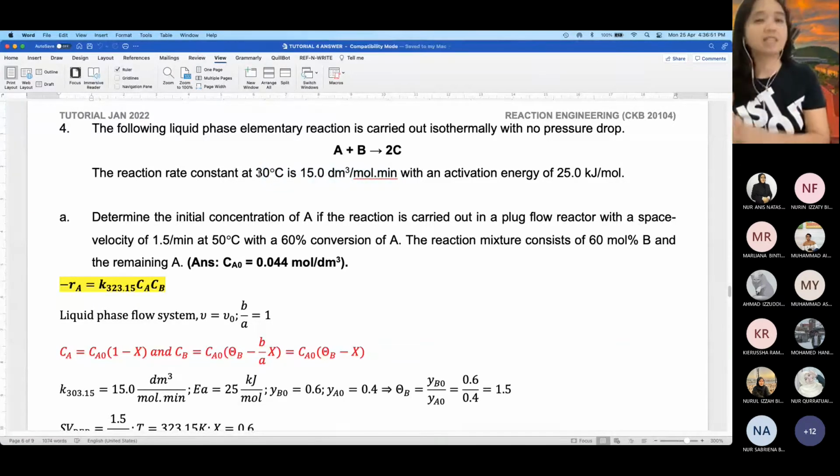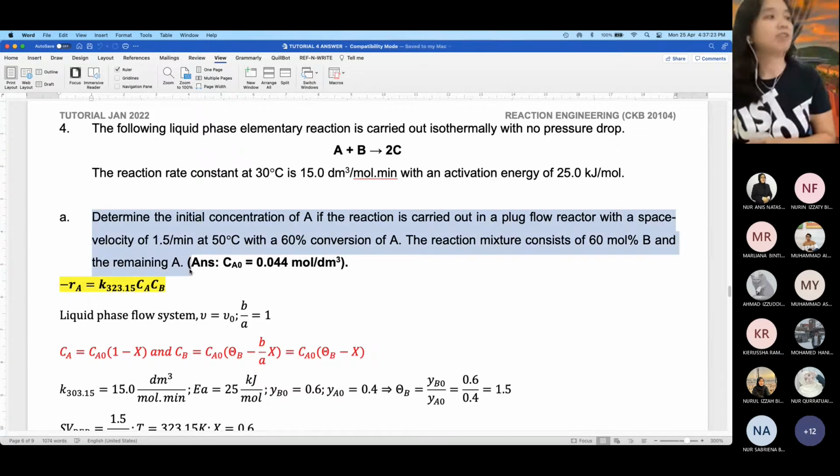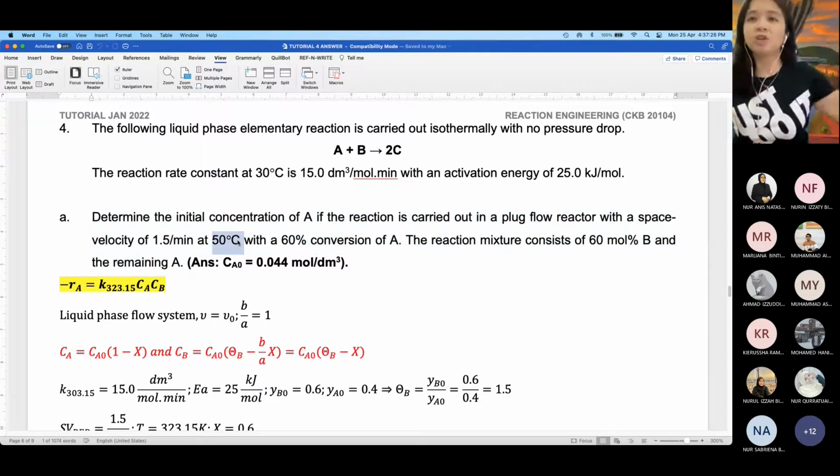So you understand, if you're given the value of k at a certain temperature, you always have to check before you use it in your calculation. Because as I told you, the fundamental is that the value of k for your reactor design must be at your reaction temperature. So if you have k at any other temperature besides your reaction temperature, you have to find the new k. So in this case, your k is 15 at 30 Celsius, but established in part A, the reaction is at 50 Celsius. So naturally, you have to find the new k, which we already did.